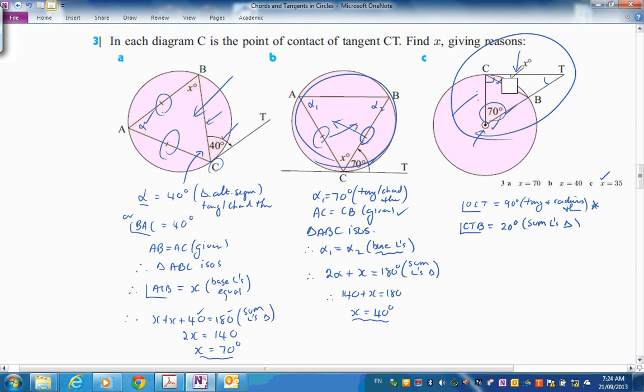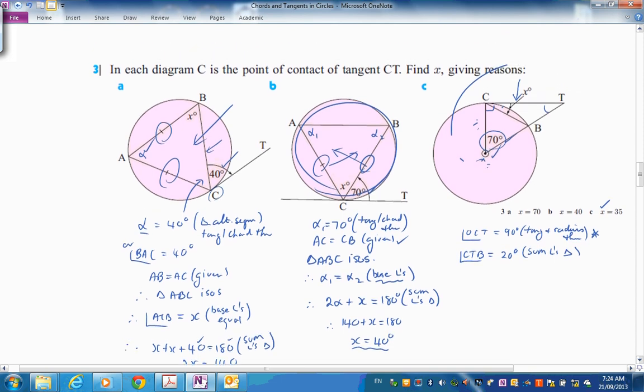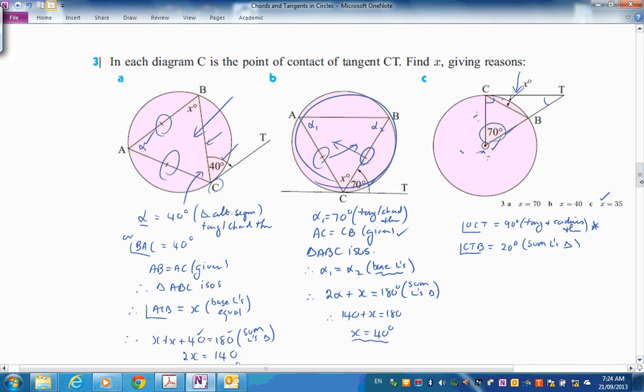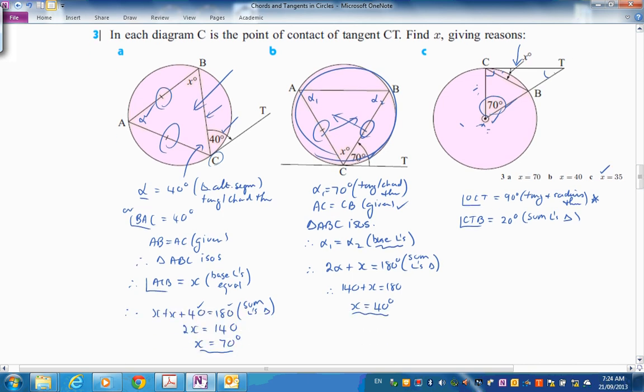Alright, so let's just put in there, just tidy this up a bit. I'm getting carried away with all this. So, hang on, I'll just come there. So we've got angle CTB. This we can now say is 20. So we're going well. Now, what else can we do?